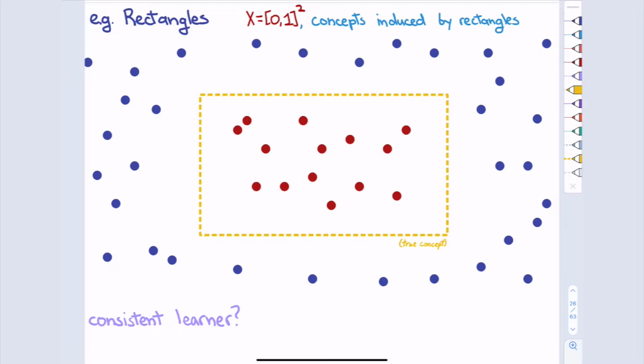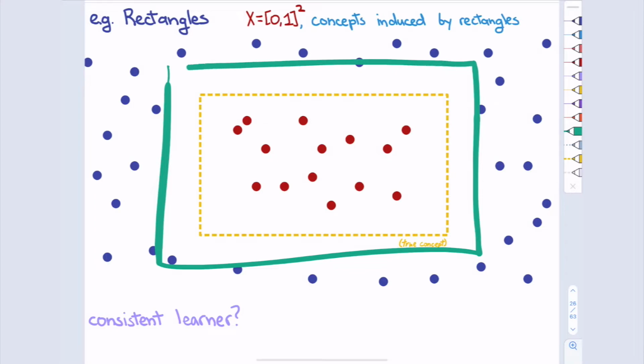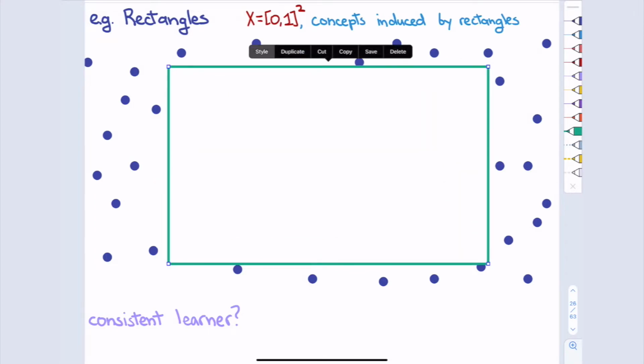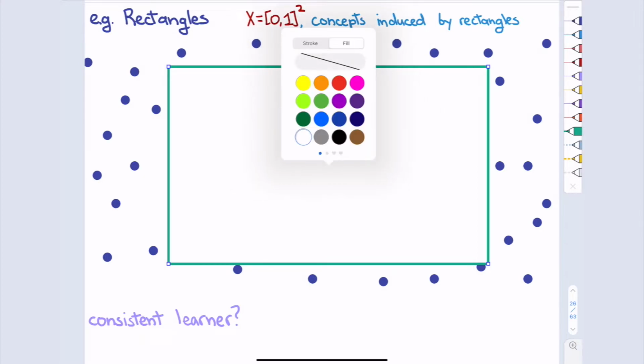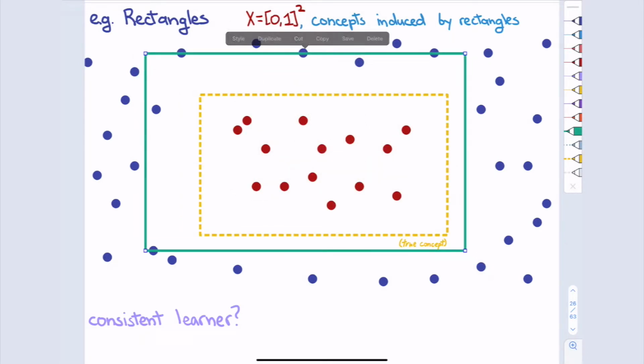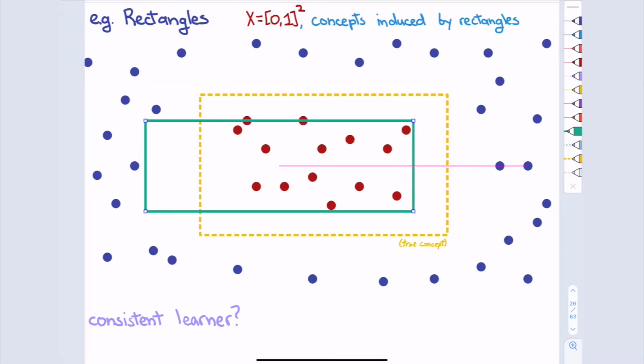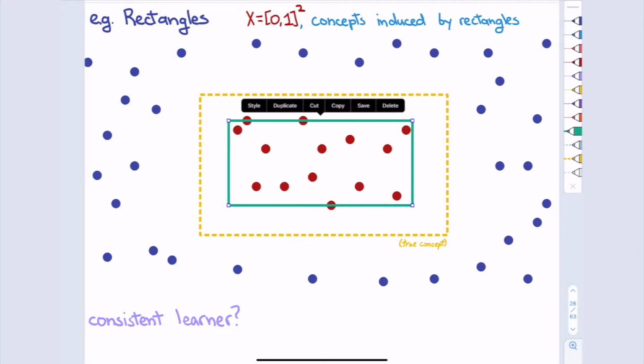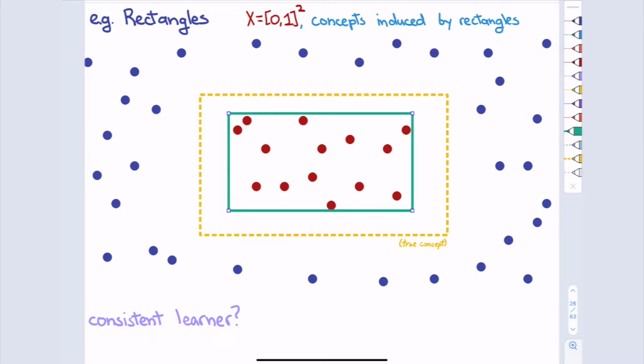Remember, you can't see the yellow square in your data. You just see the red points and the blue points. Okay, so should I draw a rectangle like this size out here? That doesn't normally happen in machine learning. Okay, so we can try to make, in some sense, the smallest rectangle that contains the points. Okay, makes sense to me.